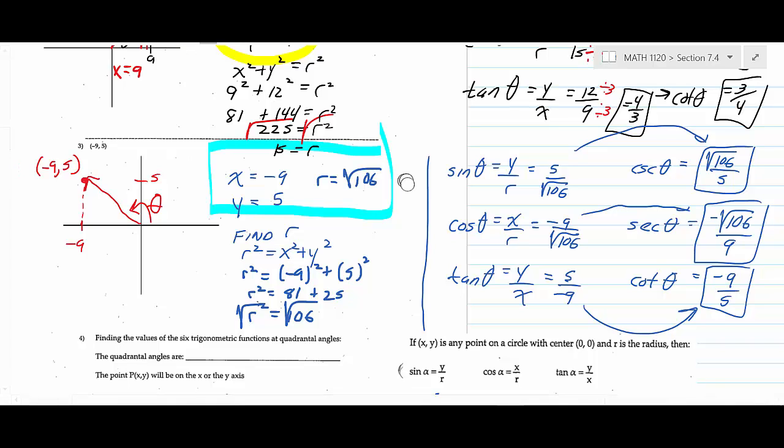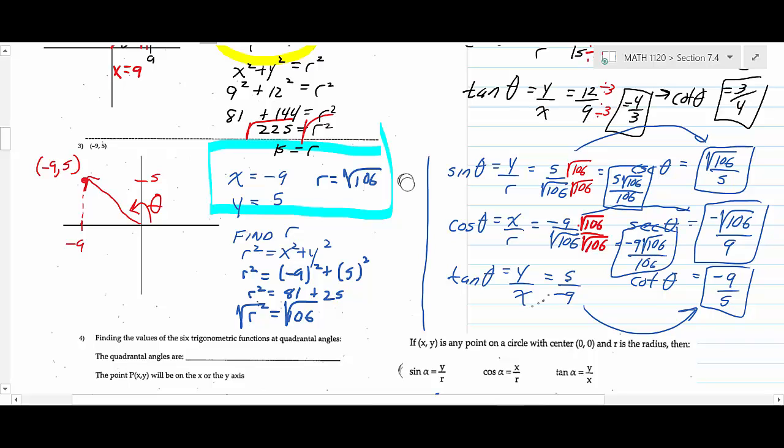Now what we do here is, and you can rationalize in your head, you're going to do it enough times this semester that you'll start just processing that in your head. So what you get is 5 radical 106 all over 106. So that would be your answer to your sine. And then the cosine, same thing, multiplied by root 106 over root 106. And what you would get there is negative 9 square root of 106 over 106. Now we've got all the answers to the problems right there.